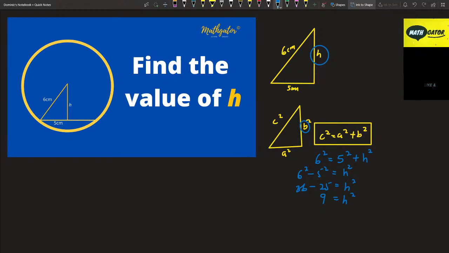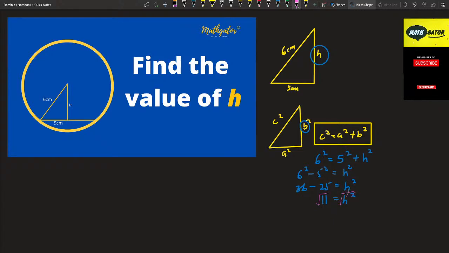Okay. So once we have that, we can. No, it's not one. It's not 9. It's 11. So once we have that, we can basically go ahead and find h by getting rid of the square by applying square root on both sides.